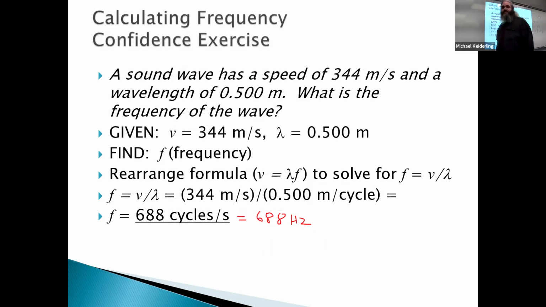Now, if a sound wave has a speed of 344 meters per second and a wavelength of half a meter, what is the frequency of the wave? Well, here we'll use that frequency is velocity over wavelength, 344 meters per second divided by 0.5 meters per cycle. This is 688 cycles per second, or 688 hertz.